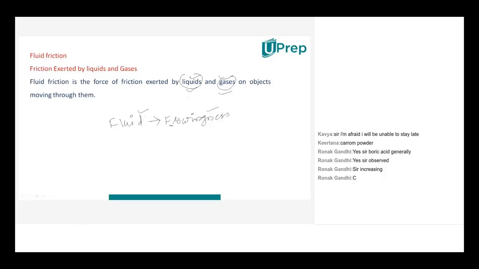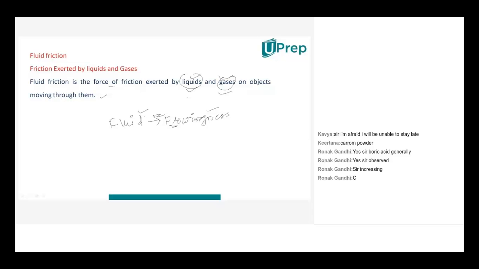And now we are learning about what? Fluid friction. So simply, you can say, friction exerted by liquids and gases. Friction exerted by what? Liquids and gases. So friction exerted by liquids and gases will be called fluid friction generally. So here it is given: fluid friction is the force of friction exerted by liquids and gases on objects moving through them.